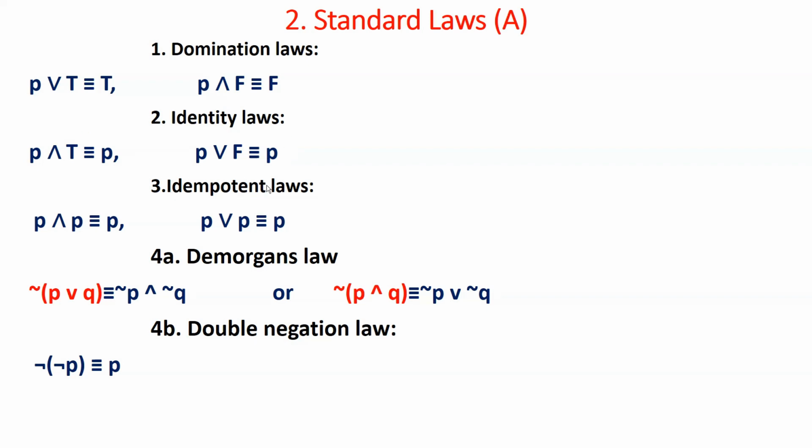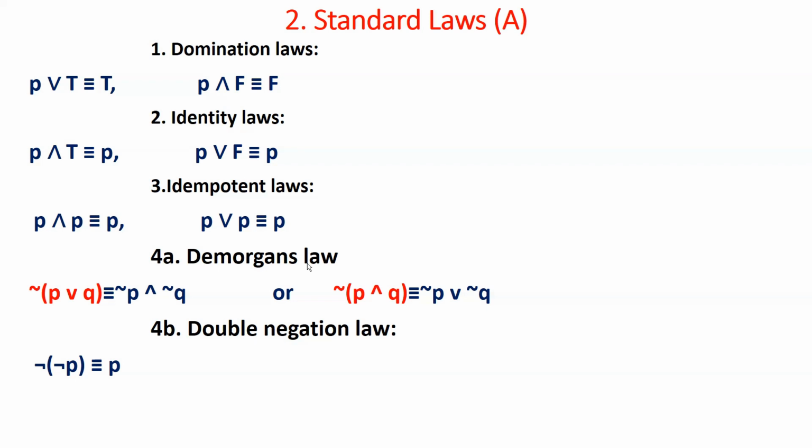Third one, idempotent law. P and P is always equivalent to P. P or P is always equivalent to P. If we do the ANDing or ORing operation between the same atomic proposition, we'll get the result as that variable itself.